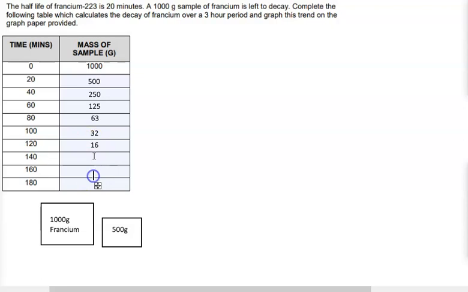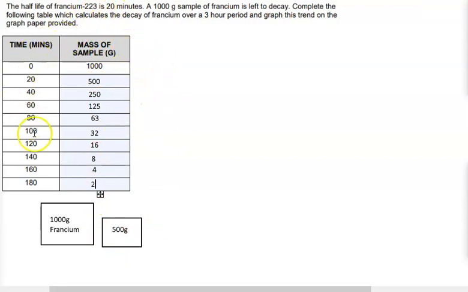32, 16, 8, 4, and 2. So you can see if you wait 180 minutes, which is 1, 2, 3, 4, 5, 6, 7, 8, 9 half-lives, there'll only be 2 grams left of the radioactive atoms. So 998 grams will have decayed to become a different isotope.